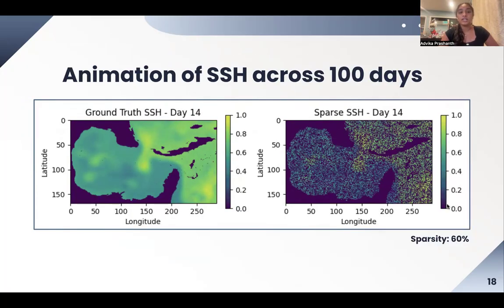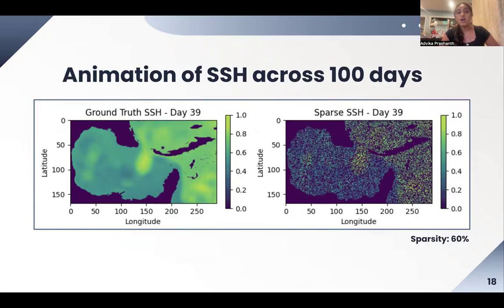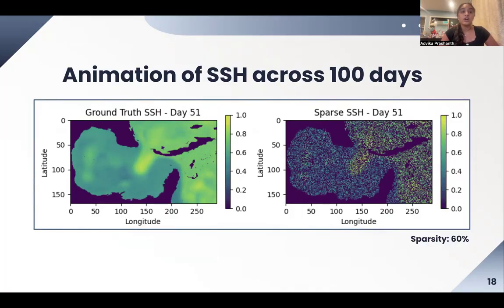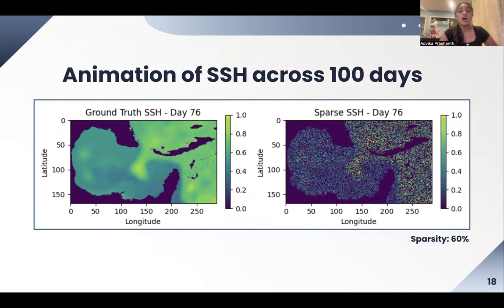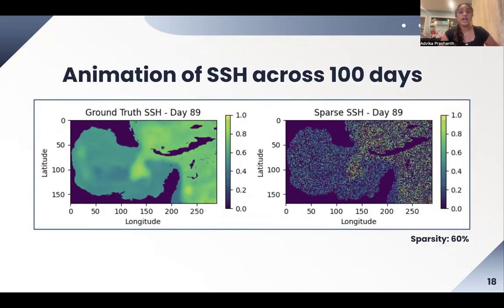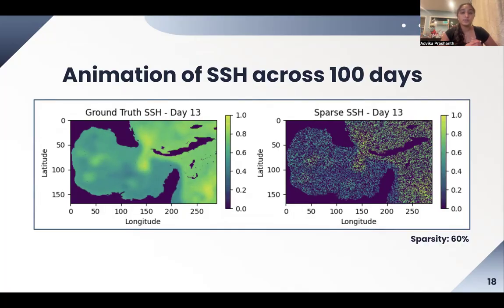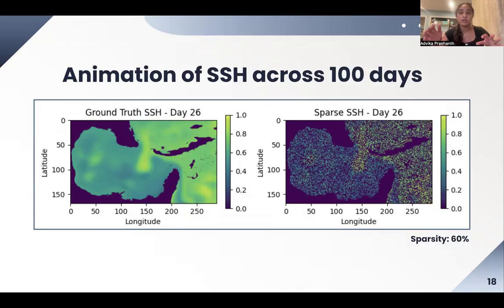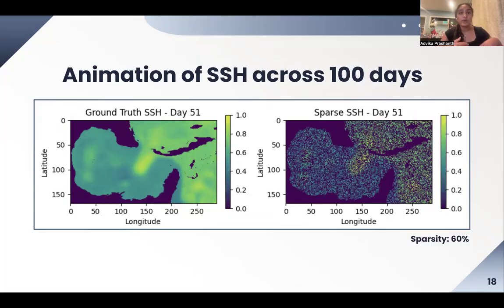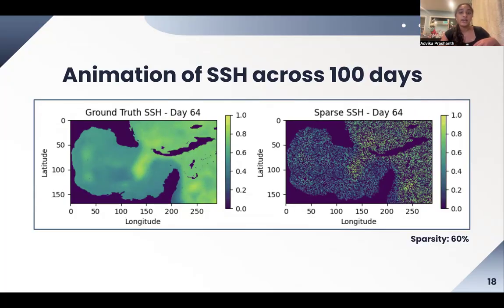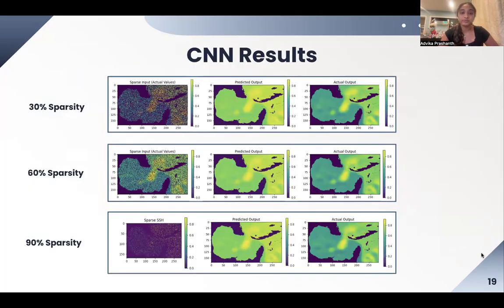Just like we showed in the beginning of the slideshow, we also created an animation of the SSH values across 100 days. On the left side, you can see the ground truth of the SSH, and how this changes over the course of 100 days. On the right side, you can see the sparse values, and at each panel, different sparsity values are shown. This is because at each panel, we chose different randomly selected values, which is exactly why it makes our data so random and inconsistent, and again emphasizes the need to reconstruct this data.